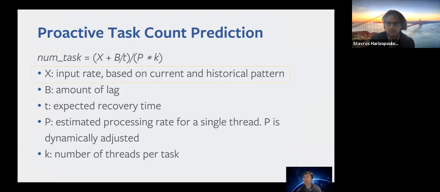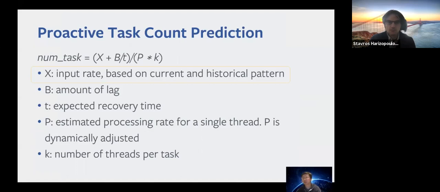For the input rate X, it's a combination of both the current input rate and historical pattern. For example, if we know the current input rate is 5 GB, and we know in 1 hour it will be 6 GB based on historical pattern, we will then just use 6 GB. Obviously, the amount of time we look ahead is configurable.